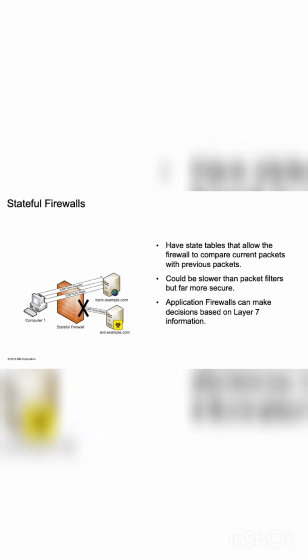Stateful firewalls have state tables that basically allow the firewall to compare current packets with previous packets. This actually makes the firewall a little bit slower, but far more secure than a stateless firewall. Sometimes they're also called application firewalls, and they can make decisions based on layer 7 information, meaning they could also filter information based on the type of website that somebody is visiting.